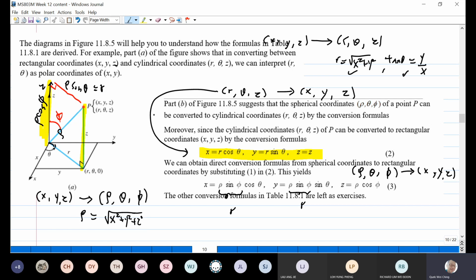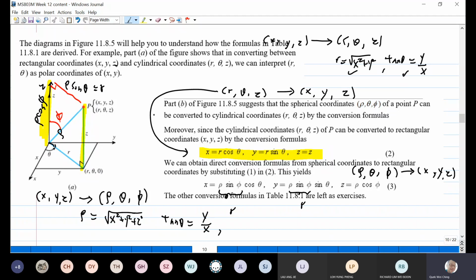Then how to find the theta here? Theta is just the angle in the xy plane. Okay, you can see a theta here. Tangent theta is the same as in polar coordinates, y over x. Okay, tangent theta equals y over x. So we get theta now, after you know the quadrant of x and y. So you can find theta in this way.